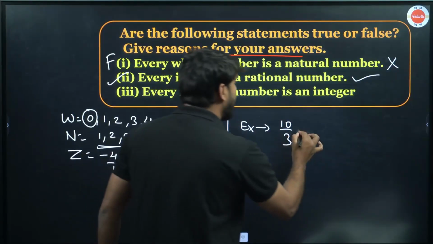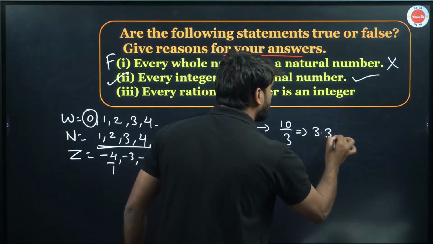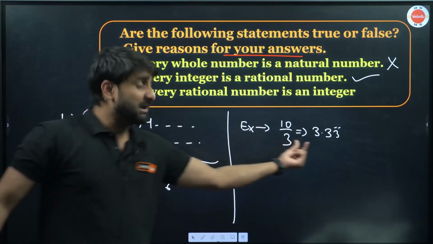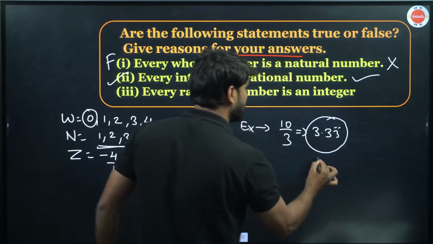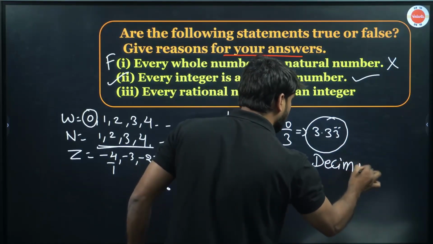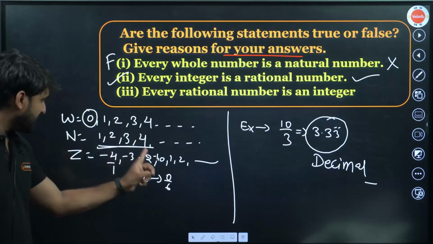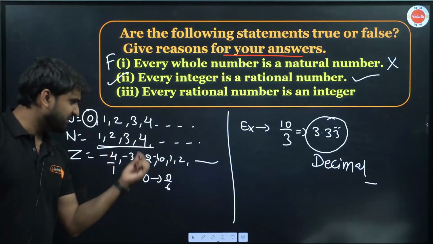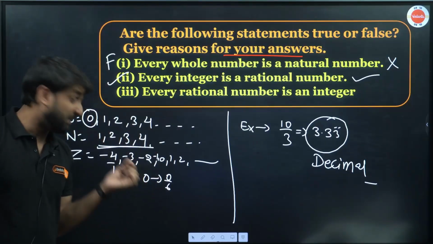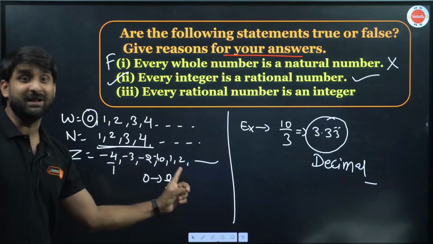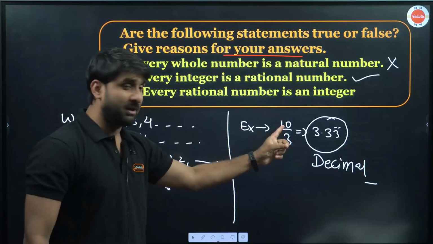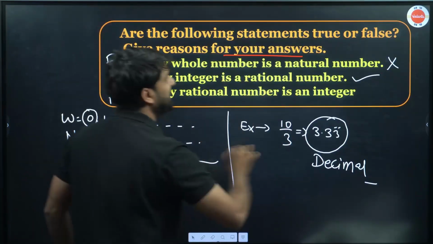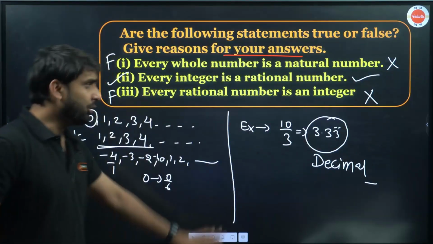But if we look at the decimal expansion, this is equal to 3.33333333. This is a decimal form. And do you know, my dear champion, in integers no decimal forms are there. They are all whole numbers; negative is there, positive is there, and 0 is there, but all are whole form. There is no decimal number. So every rational number is not an integer. So this is absolutely false. Every rational number is an integer. This is absolutely wrong. I hope you have understood.